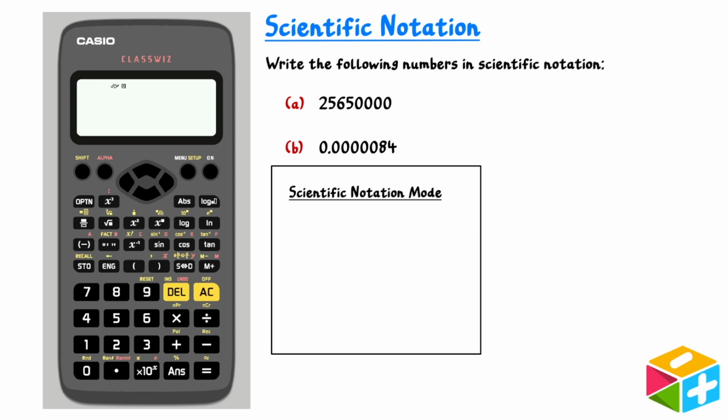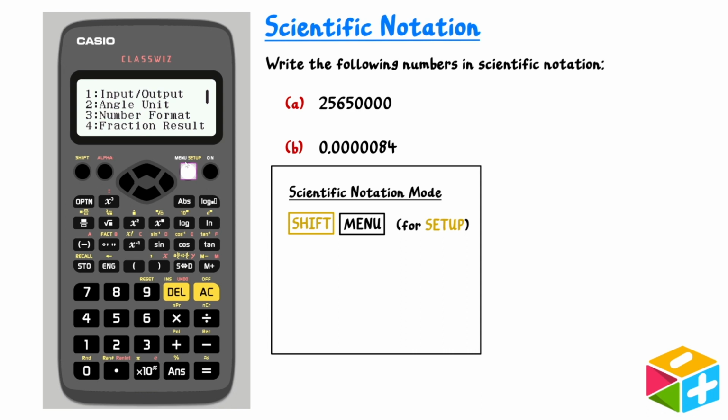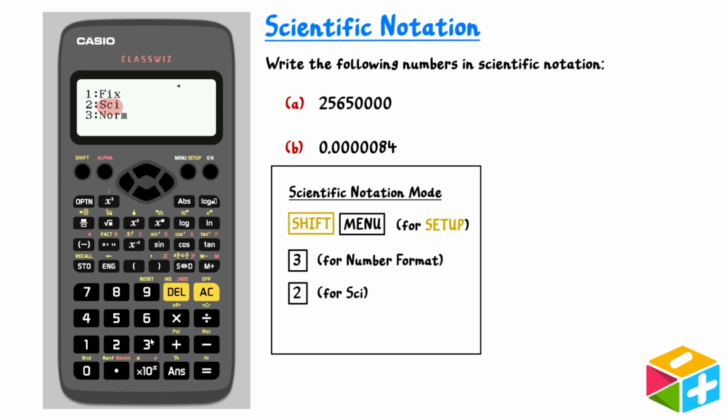To begin, we'll need to open the Setup options. We'll do this by pressing Shift followed by Menu. Next, we'll want to select Number Format. We'll do this by pressing 3. In the next menu, there's an option SCI. This stands for Scientific Notation. So here, we'll want to press 2.